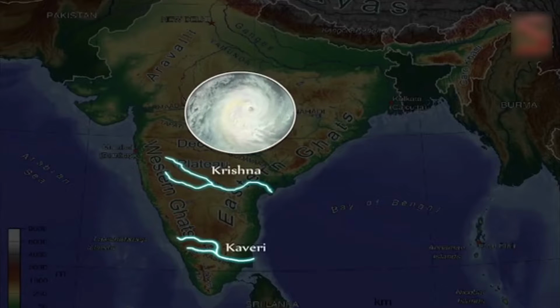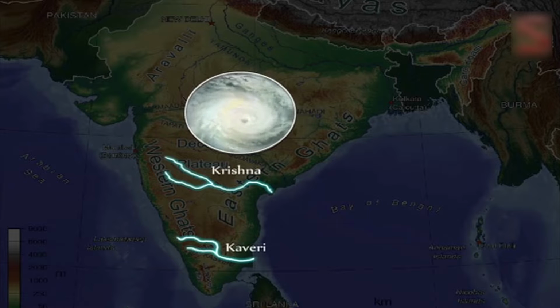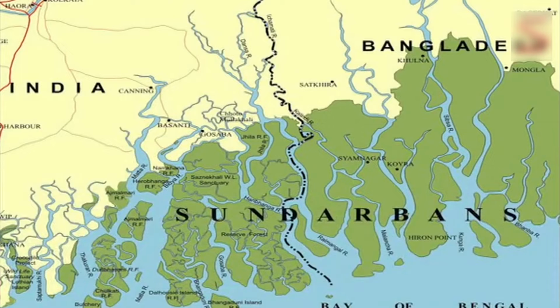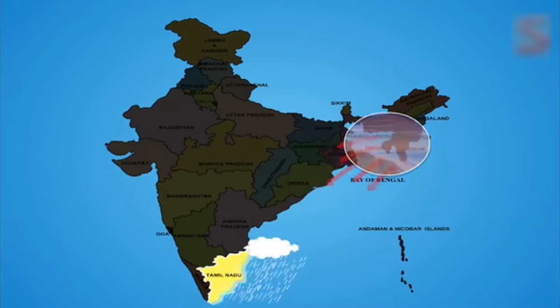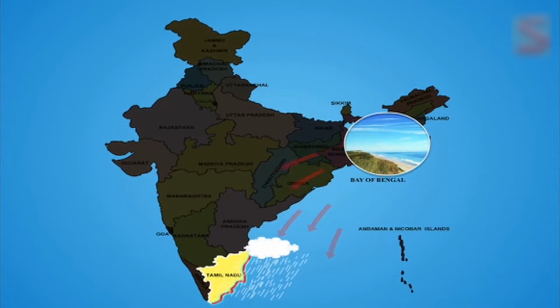These tropical cyclones target the deltas of the rivers Krishna and Kaveri. Sometimes these tropical cyclones also hit Sundarbans and Bangladesh. Most of the rainfall of the Coromandel coast comes from cyclones and depressions. One can see that these cyclones in some or the other way hit every year.